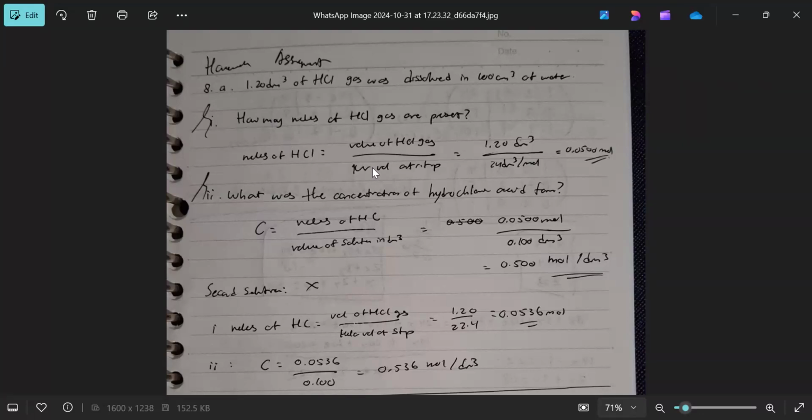I think it's pretty straightforward. To find the moles, we use the volume of the gas, which is right here, the dissolved volume. That's the volume, which is 1.2. It's already in decimeter cube, so we don't have to convert that. And we divide that by the molar volume at RTP. This is the molar volume right here. It's standardized, which is 24 at RTP, which stands for room temperature and pressure.